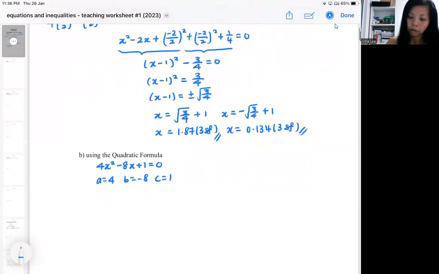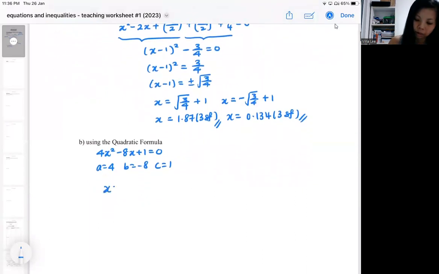And if you are using the quadratic formula, you will need to substitute. Show the substitution clearly, so that is required for method marks. So plug in your a, b, c correctly.